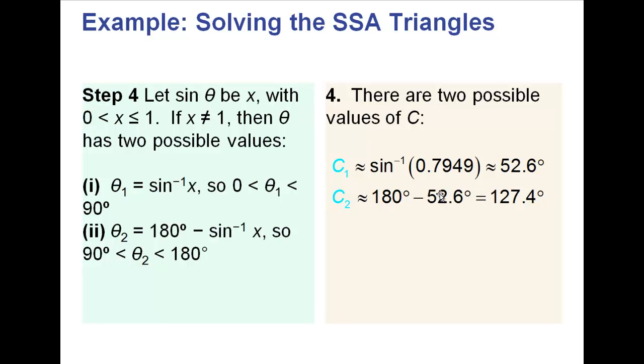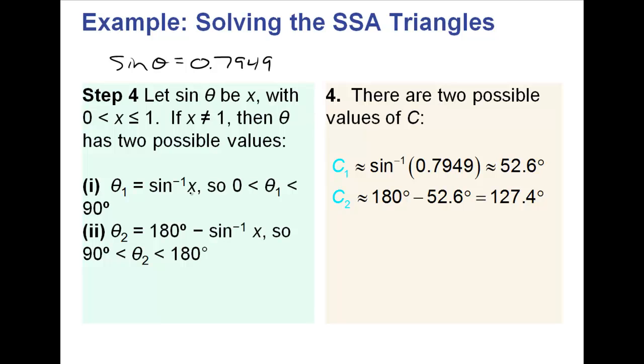Okay, so now that we know that it exists, we can solve for theta. We're looking for this sine theta, which we saw before on the previous one. Sine theta equals 0.7949, and it's in between 0 and 1. If x isn't equal to 1, then theta has two possible values. Well, it's not equal to 1, so it's got two different possible values.